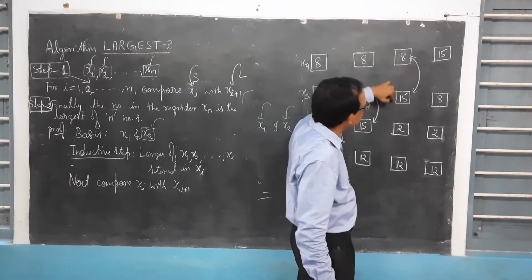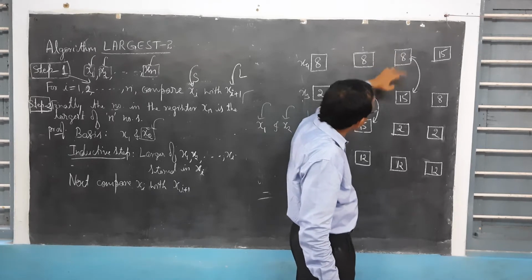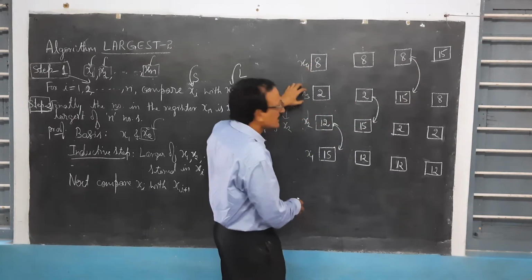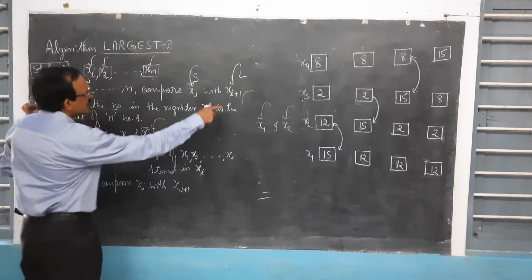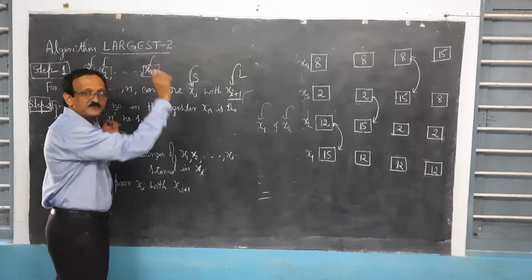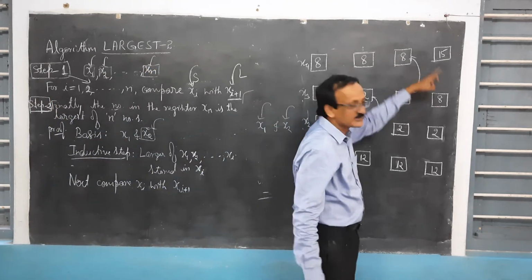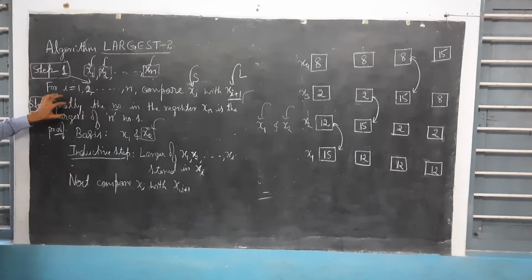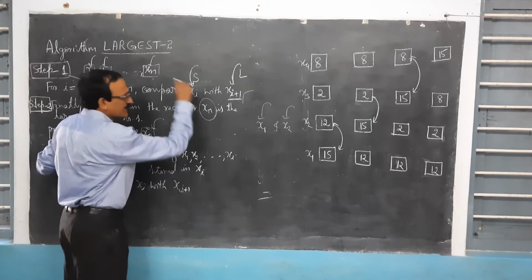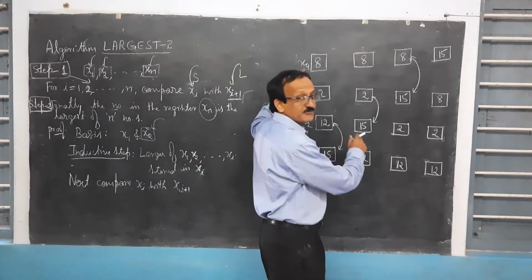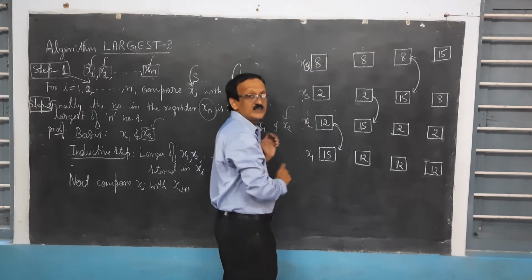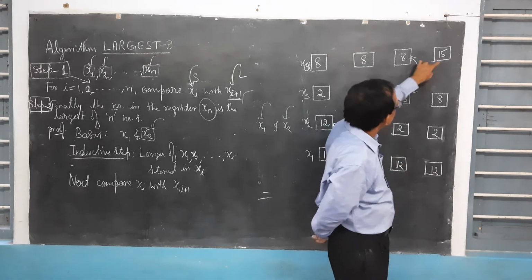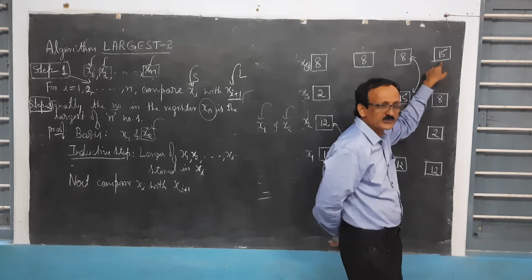Compare x3 with x4. 8 is smaller, 15 is larger, interchange. The larger will be placed in x4, the smaller in x3; larger in x(i+1), smaller in xi. Finally, the largest of n values will be stored in the register xn. Here with four values, the largest will be stored in the register x4, that is 15.